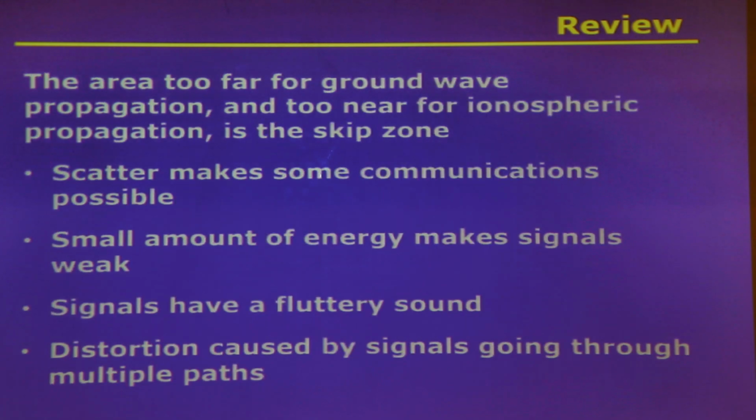The area too far for ground wave propagation and too short for ionosphere propagation is known as a skip zone. You can still hear in the skip zone. Sometimes the radio waves will scatter out. You'll get a little weak amount of that scattering as it goes through the other layers. They have kind of a fluttery sound and they're distorted because they've gone through multiple paths back to Earth.